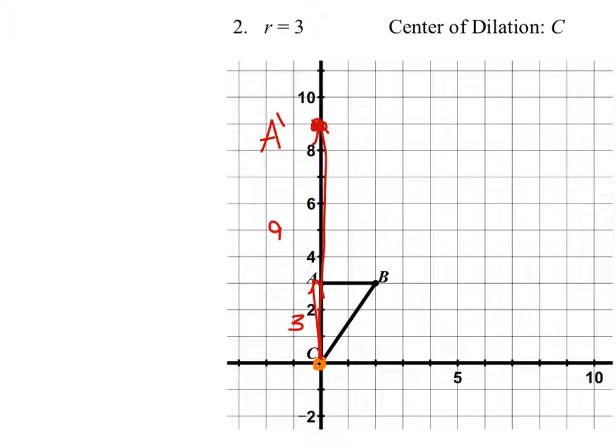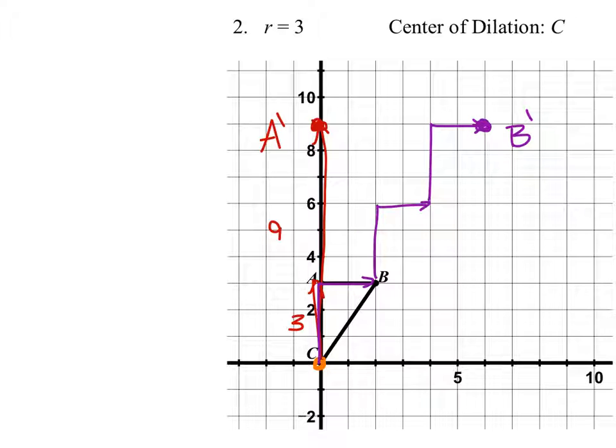B, however, is at a diagonal length, so it's up 3, to the right 2. So that's 1 full measure away from the center of dilation. So we're going to copy that, and that would give us a scale factor of 2. But we've got to do it one more time to get a scale factor of 3. So this point would be B prime.